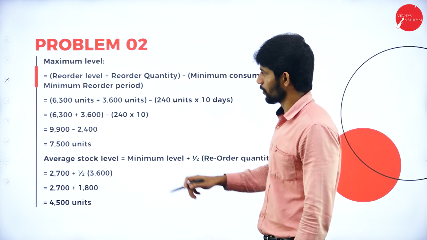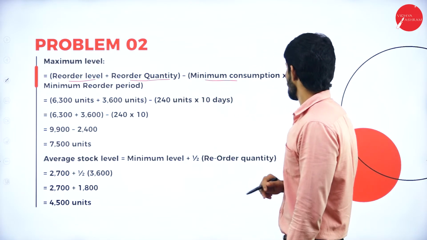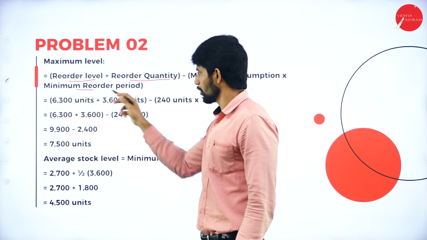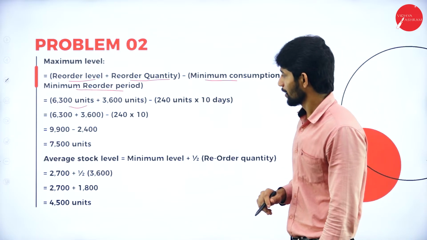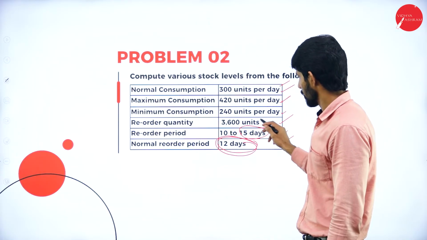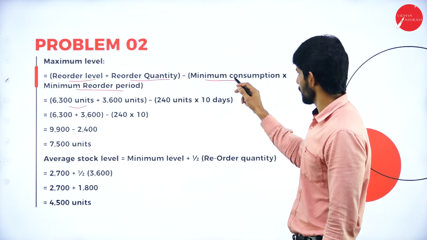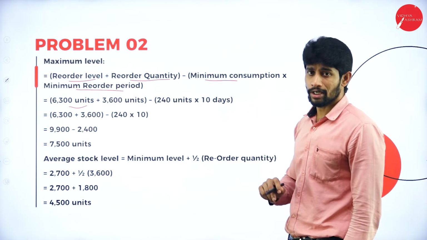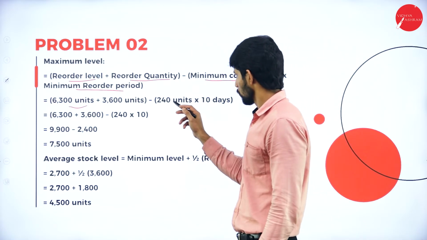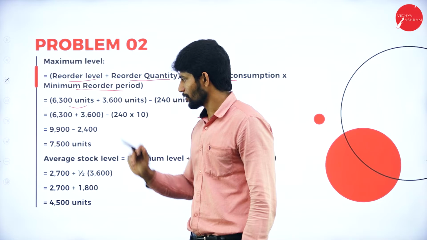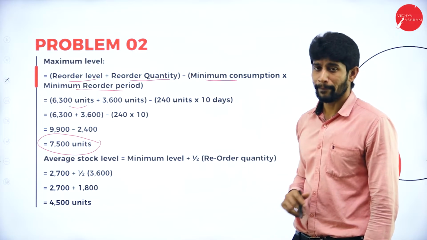Next, maximum level. What is the formula? Reorder level plus reorder quantity minus minimum consumption into minimum reorder period. So reorder level 6,300 plus reorder quantity, which is given in the problem, 3,600 units, minus 240 units, that is minimum consumption, into minimum reorder period. What is the minimum reorder period here? 10 days. So 240 units into 10 days. If you compute, 9,900 minus 2,400, you will get 7,500 units. That is called maximum level.